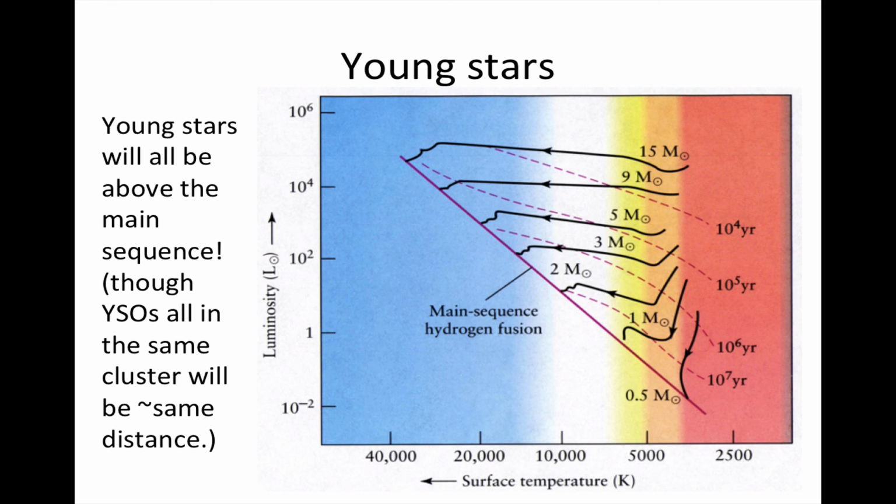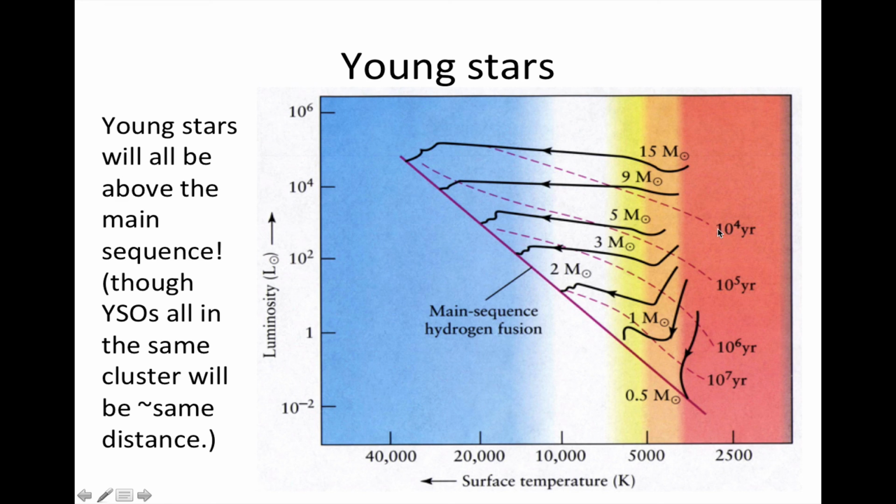Young stars are even more complicated because young stars are not yet on the main sequence. So all the young stars in the same cluster will be about the same distance. So distance should not normally be a huge factor. Sometimes it is, if the star forming region is elongated along the line of sight. But assuming that they're about at the same distance, you then have to worry about how old the stars are, as well as how massive.